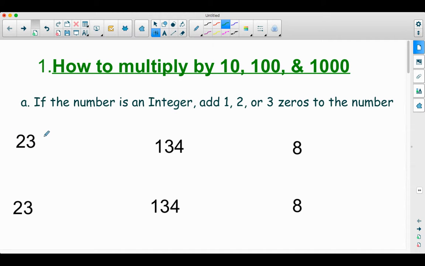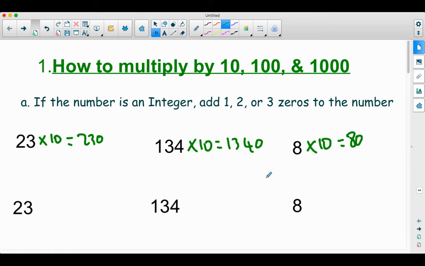To multiply by 10, like 23 times 10, you simply need to add a 0 to 23. So that would be 230. 134 times 10, you just need to add a 0 again, so that will be 1,340. 8 times 10, you just need to add a 0 to the 8 because 10 has one 0, so that will give you 80.